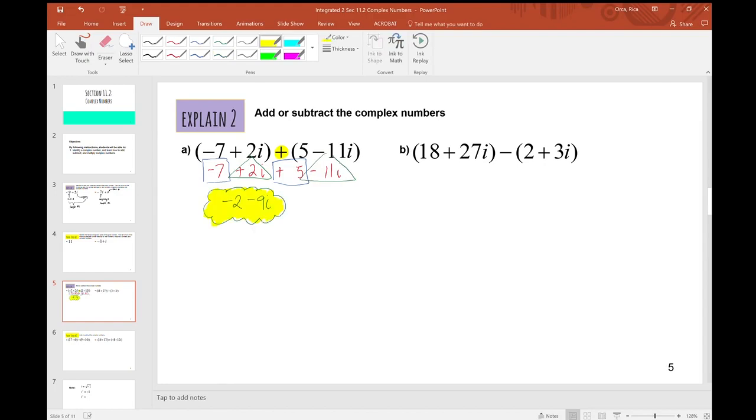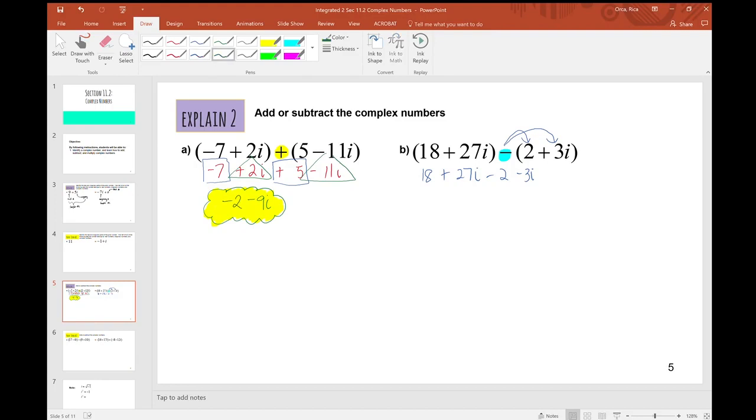Now let's move on to part B. Look at the sign in the middle. The sign in the middle is a minus sign. We need to take the negative and distribute it to the second binomial. So that's 18 plus 27i, and the negative times 2 is negative 2. The negative times 3i is negative 3i.